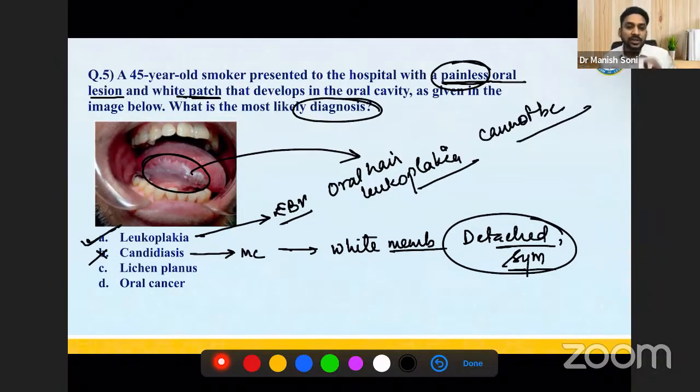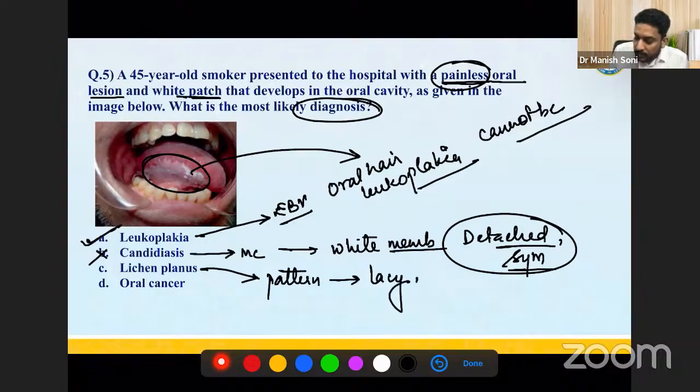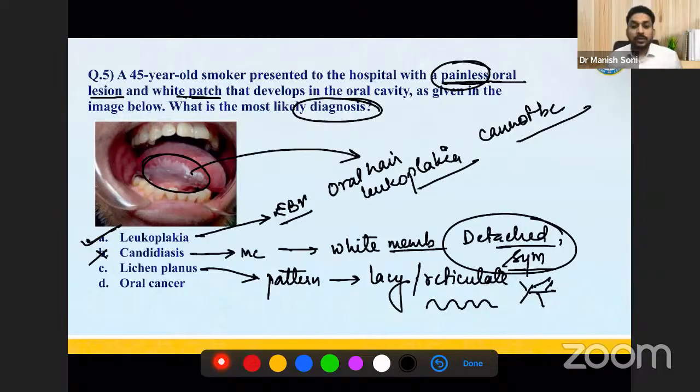Why is it not lichen planus? Just now I told you that in lichen planus, a pattern is seen over the buccal mucosa, but remember that the pattern seen over the buccal mucosa is generally a lacy or reticulate pattern. So it is sometimes like this, lacy, or it can be reticulate, something like this. And oral cancers, if there is a squamous cell carcinoma or some oral cancer associated, there can be an exophytic growth and not necessarily just a white membrane. So that's why this is a case of leukoplakia.